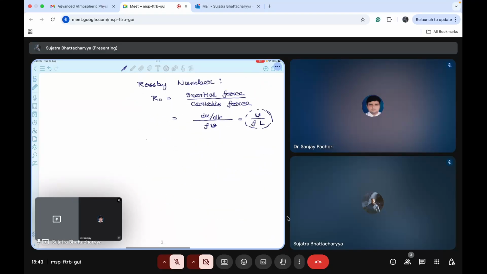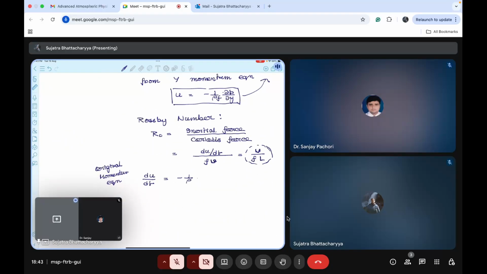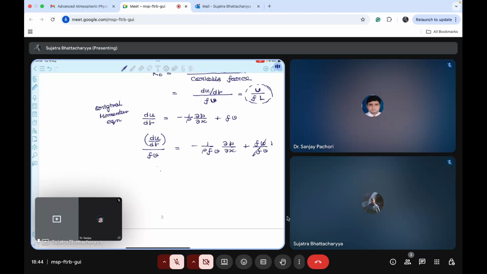So what is my momentum equation? The original momentum equation was du dt, which we have written as delta u delta t plus the advection term. So du dt is equal to minus 1 by rho delta p delta x plus fv, right? Let me divide it by fv, the Coriolis part. So what will I get? Minus 1 by rho f v delta p delta x plus fv by fv, which is 1. So the left hand side is your Rossby number, R naught, which is equal to minus 1 by rho f v delta p delta x plus 1.